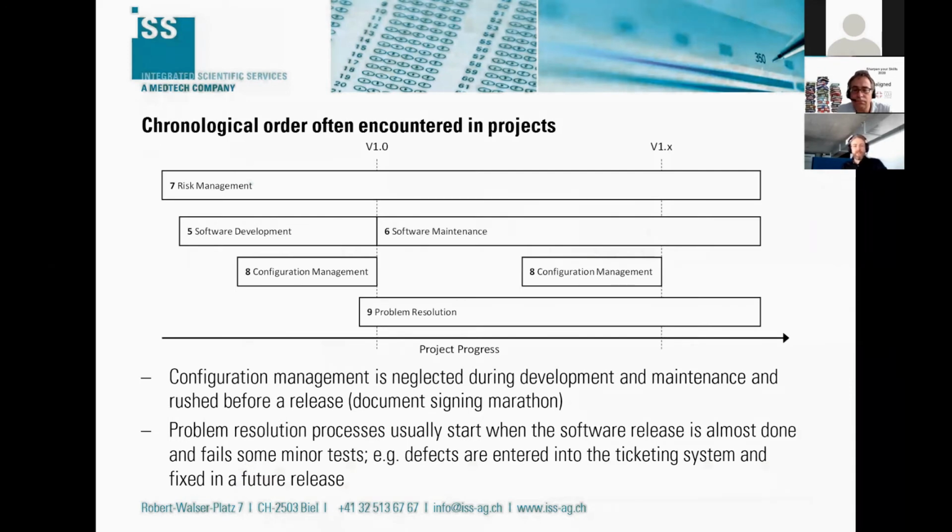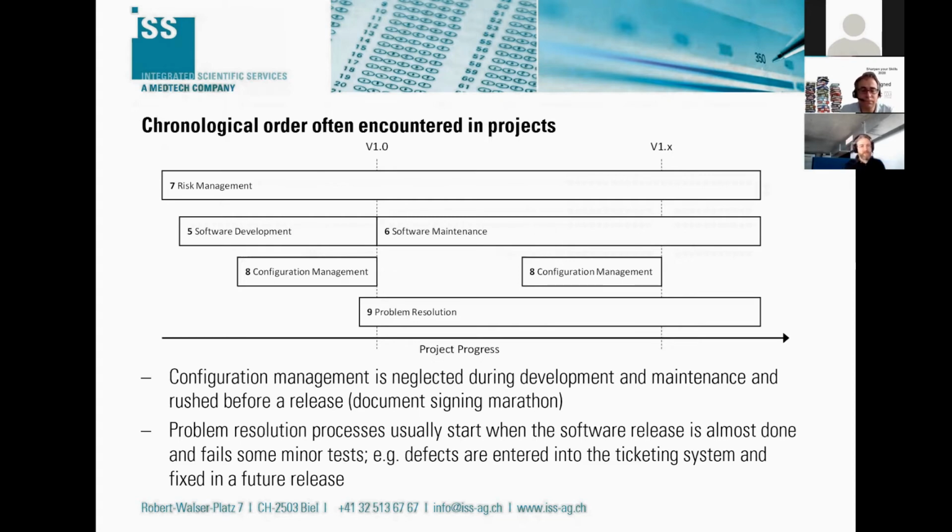The chronological order of these processes is usually not quite how you see it in a standard. Risk management obviously runs all the time. Software development pretty much runs as such till the first release, obviously identified by the version 1.0, and after that we have software maintenance. Configuration management, to be fair, often only happens shortly before the actual release. That's usually obvious if you get a lot of documents that are all signed and released on the same day.